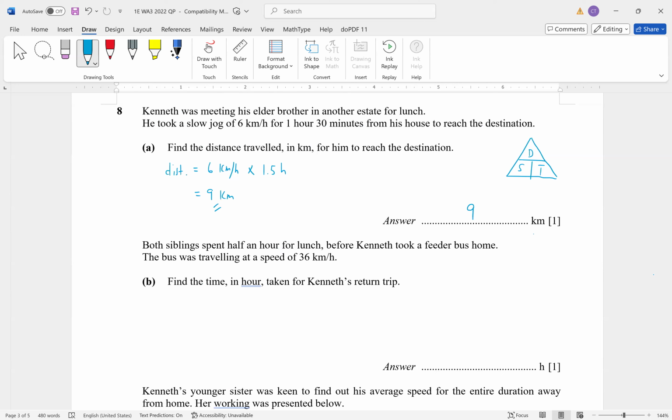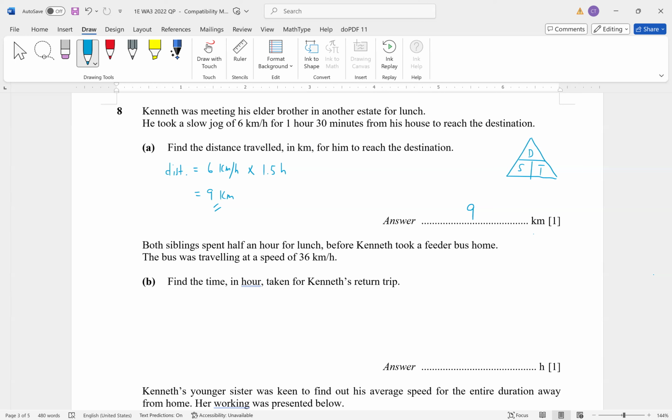Okay, both siblings spent half an hour for lunch before Kenneth took a feeder bus home. The bus was traveling at a speed of 36 kilometers per hour. Find the time taken for Kenneth's return trip. Okay, this question, I would say is not a very good question because you need to make an assumption which is likely to be untrue lah. In order to solve this question, you need to assume that the bus also traveled 9 kilometers. In other words, the bus traced backwards the route that Kenneth ran to the other estate, which is likely not to be true in real life.